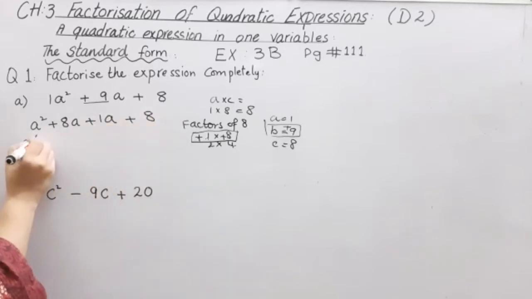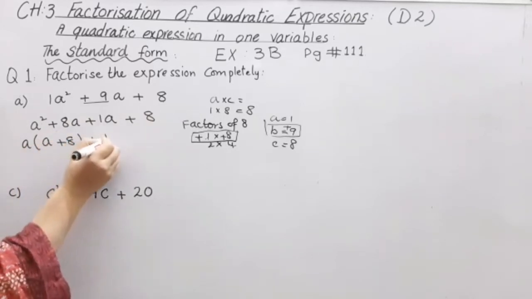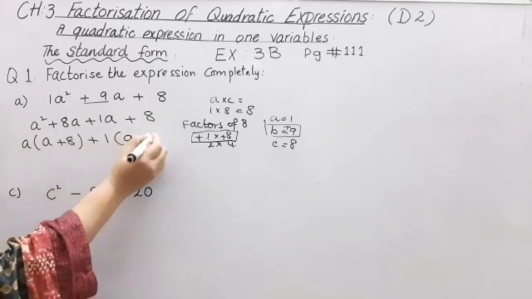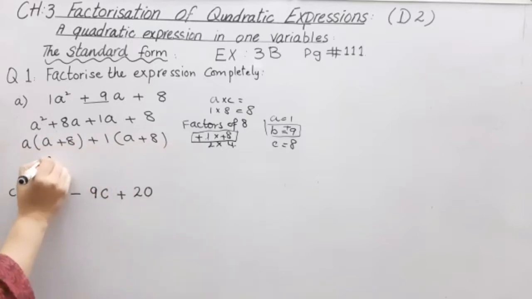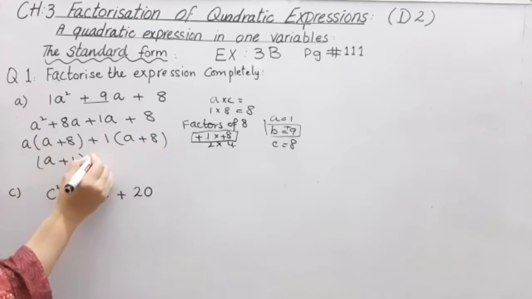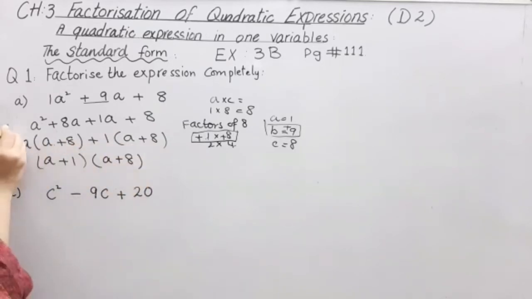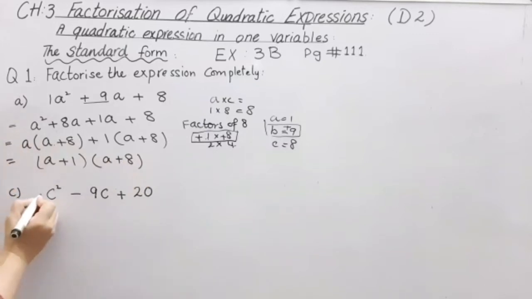Now take common from here: a plus 8, plus 1, a plus 8. Now we take a plus 1, and then a plus 8 is common, and this is our solution. In the same way we multiply.